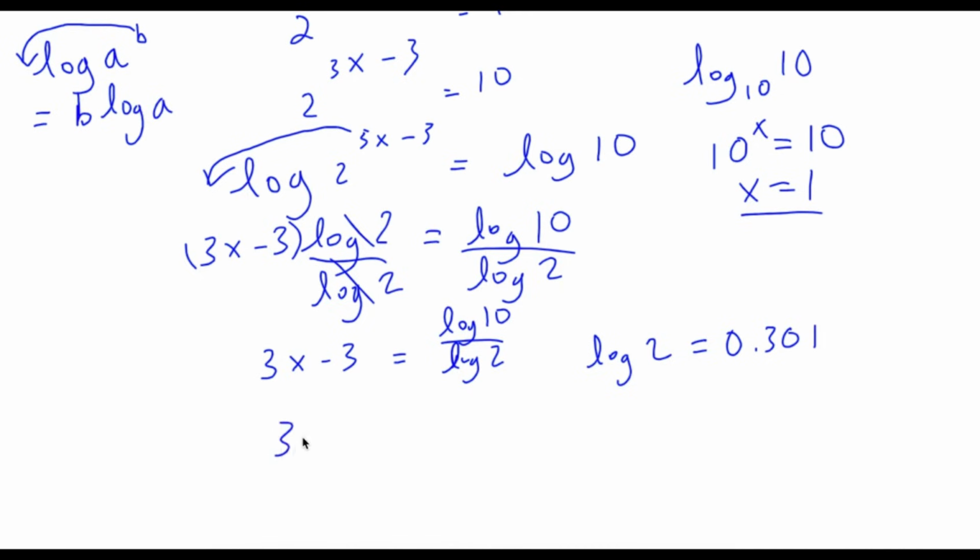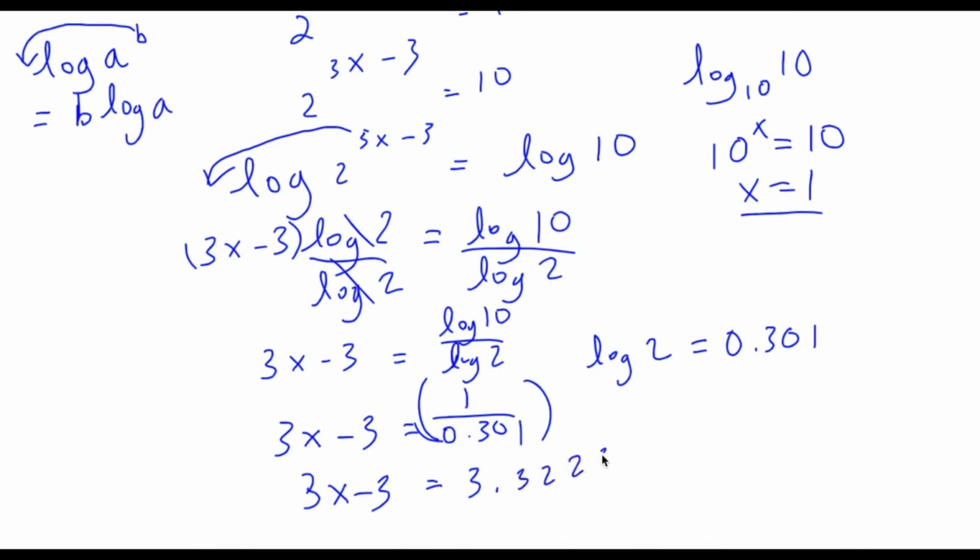So now we have 3x minus 3 is equal to 1 over log 2, and log 2 is equal to 0.301. So we have 1 over 0.301. So 3x minus 3 is equal to 1 over 0.301. Now, 1 over 0.301 is equal to approximately 3.3223.